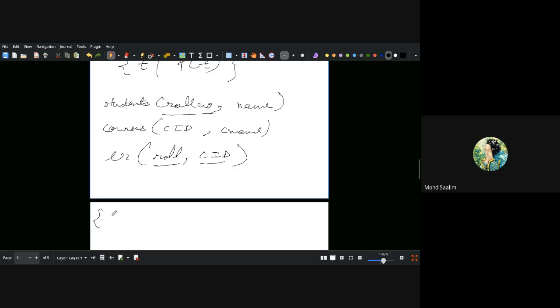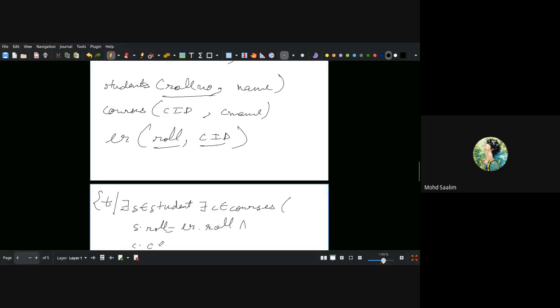Basic TRC, right? So what I will do, I will say there is a tuple such that there exists a tuple S, you can call it anything, from the students table. Then there is one more existence of a tuple C from the courses table. Then I will open the parenthesis and start giving the conditions. The condition is S dot roll number is equal to ER dot roll number. For and, we use this symbol, and I will give the second condition, that is C dot CID is equal to ER dot CID.